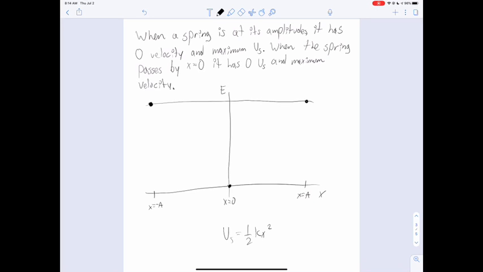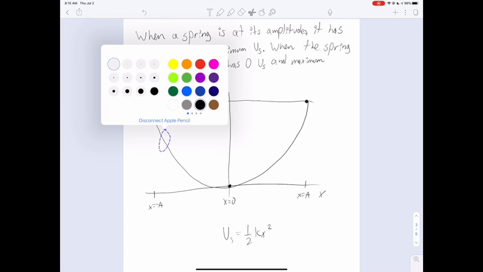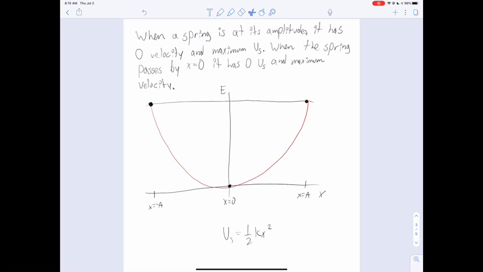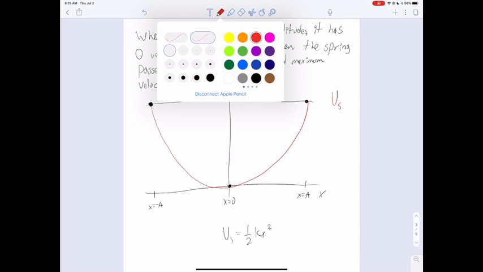And as you can see, it shows that as you're approaching the equilibrium point, your graph slowly gets to 0 value, and then as it goes from equilibrium back to an amplitude, it starts to shoot straight up and increase in value, not exponentially, quadratically. Okay, so now in blue I'm going to sketch what the kinetic energy would look like.